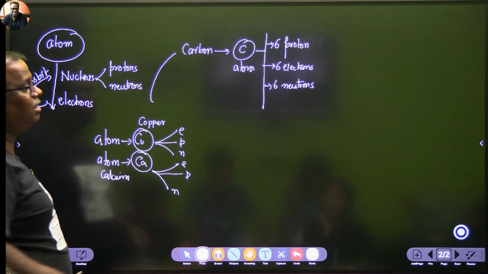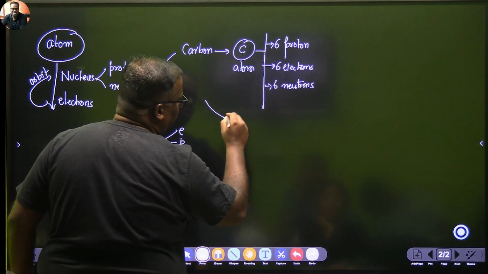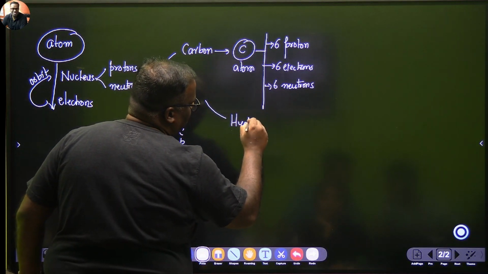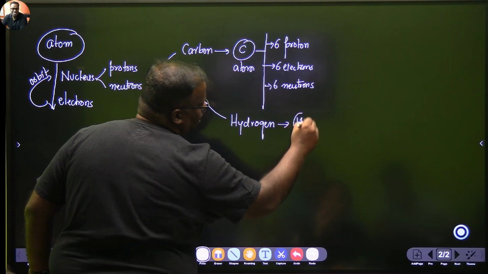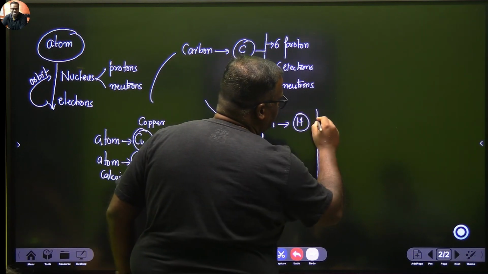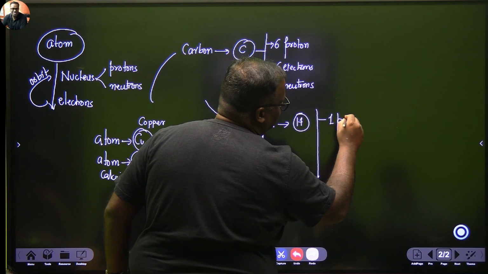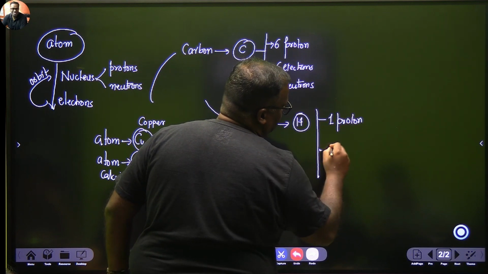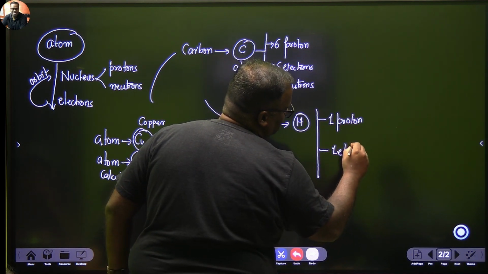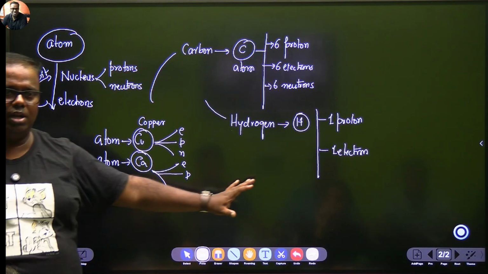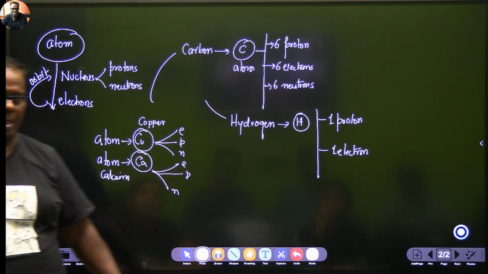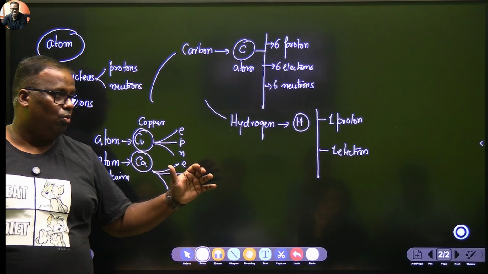However, we have got another very lovely element which is known as hydrogen. Hydrogen will be represented by a hydrogen atom, and very interesting, a hydrogen has only one proton and one electron. Hydrogen does not have a neutron. ठीक है, one proton and one electron. समझ में आ रहा है? ऐसे configurations बनते हैं.